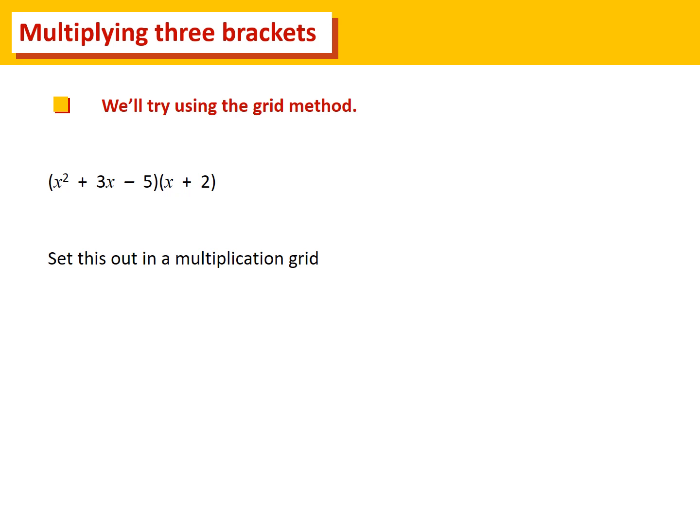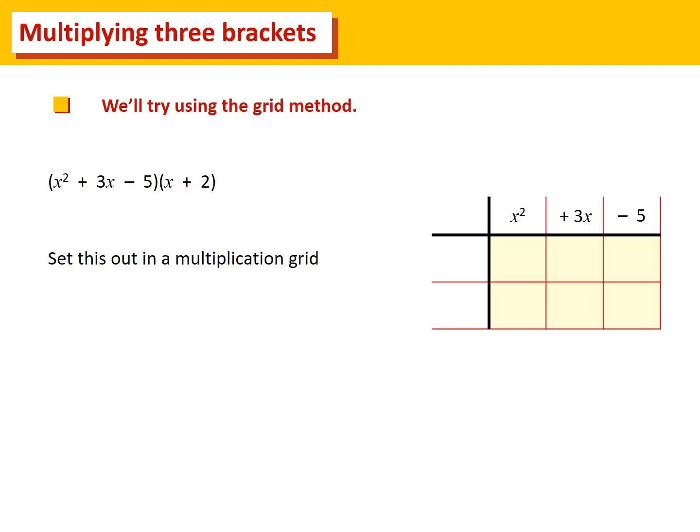So I'd set this out in the multiplication grid. X squared plus 3x subtract 5 along the top, that's just your first bracket there. And down the side, your second bracket, x plus 2. Now remember, this is a multiplication grid, so we're going to be multiplying the terms together. So that's x times x squared, that makes x cubed. Into the next cell, we're going to be multiplying x by positive 3x, so that's plus 3x squared. And on the top row, finally, we've got x times minus 5, so that makes minus 5x.